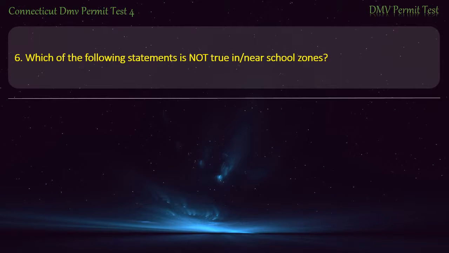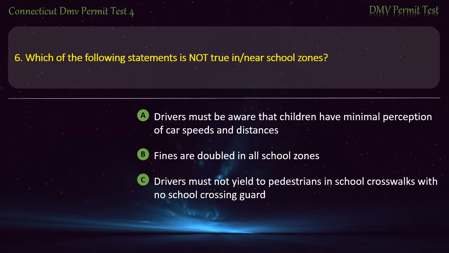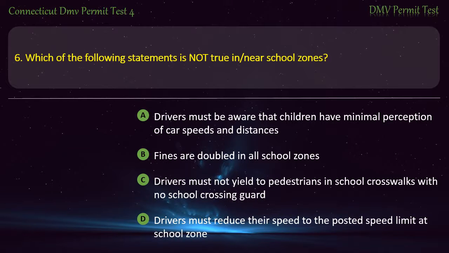Question 6. Which of the following statements is not true in near school zones? Drivers must be aware that children have minimal perception of car speeds and distances. Fines are doubled in all school zones. Drivers must not yield to pedestrians in school crosswalks with no school crossing guard. Drivers must reduce their speed to the posted speed limit at school zone. Answer. Drivers must not yield to pedestrians in school crosswalks with no school crossing guard.